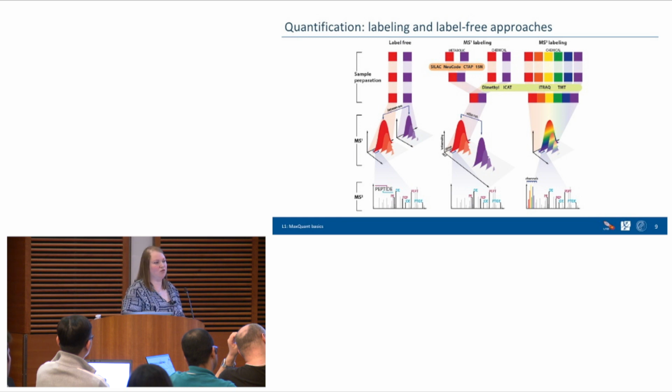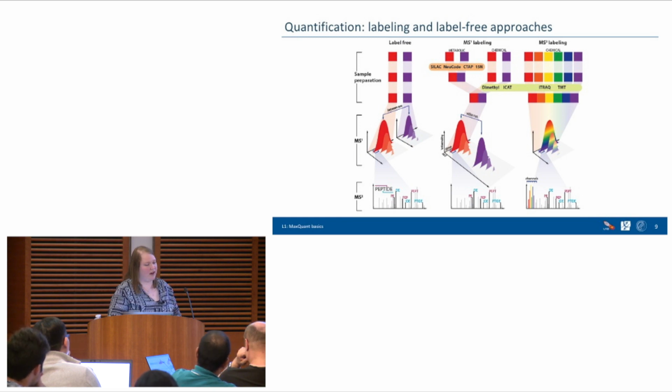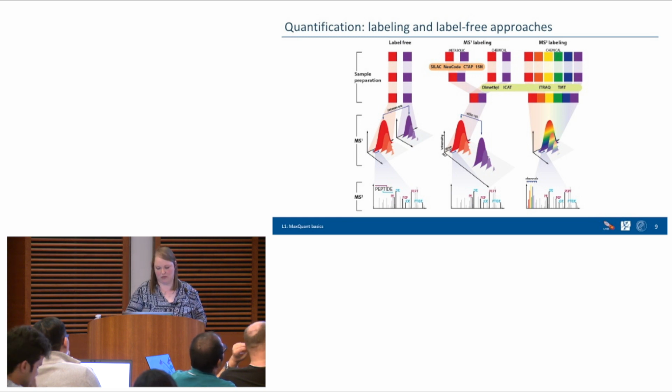And what I also want to highlight here is that for label-free and MS1 labeling, you don't see really a difference on labels, but here for the MS2, you see those reporter ions that indicate the different channels where the quantification is then based on.